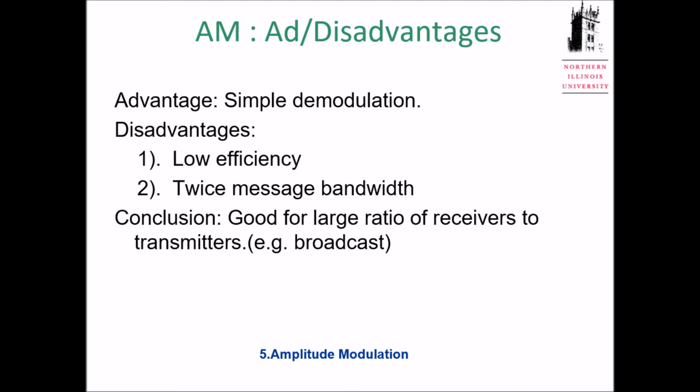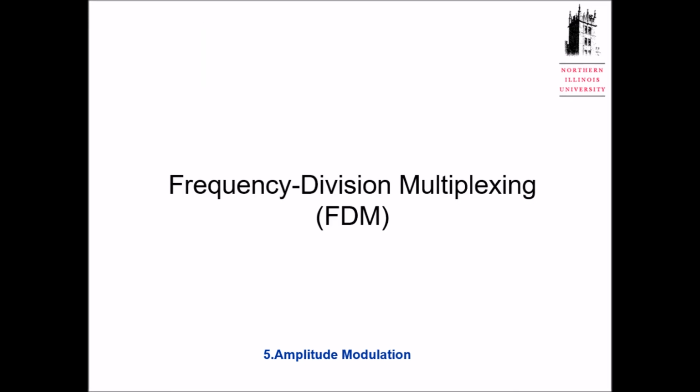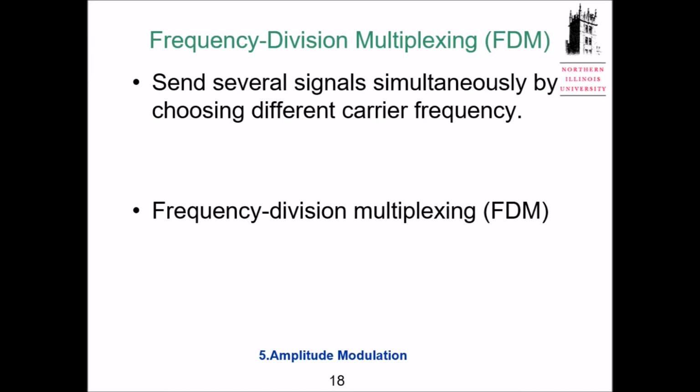So why do we do it? We want to transmit a lot of information at the same time. With frequency division multiplexing, we can send several signals simultaneously by choosing different carrier frequencies. So if you choose different omega C, you can transmit different signals at the same time. This method we call FDM. Later we talk about TDM and CDM. Okay, so how can we do it?